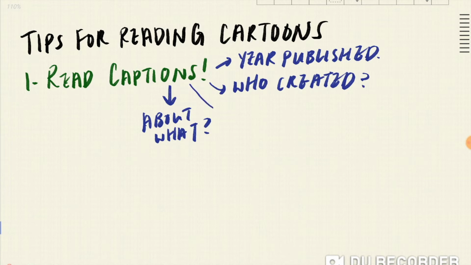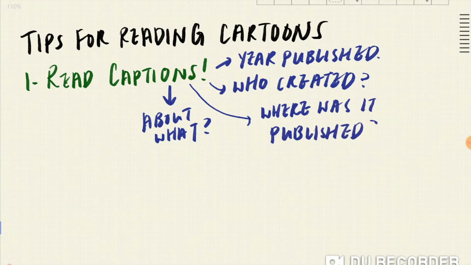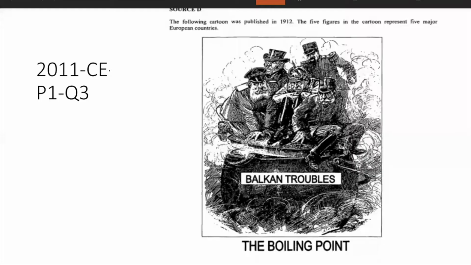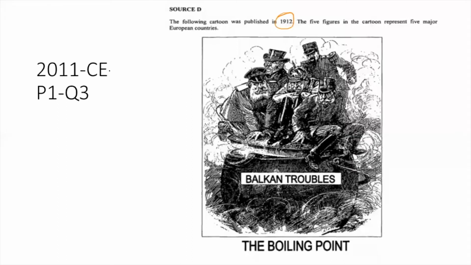Also, we need to find information about where it is published. These are often written in the caption. This information written in the captions is often an important clue about what the cartoon is about. Let's take a look at this cartoon over here.